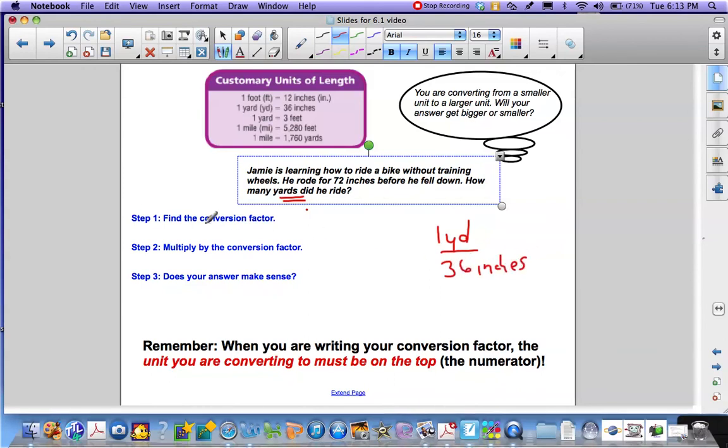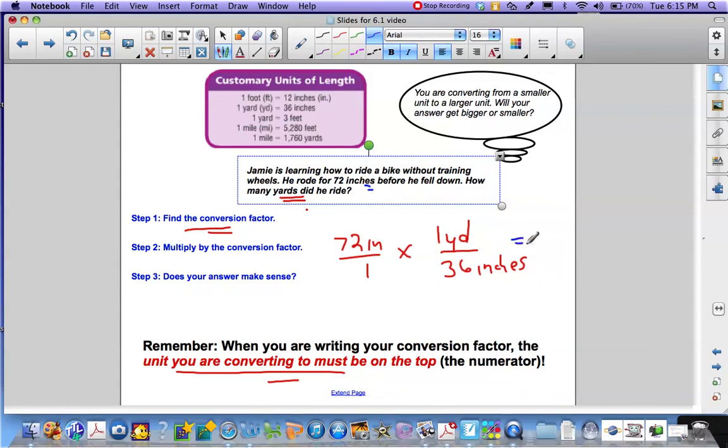Okay, so step one is always find the conversion factor. I have 1 yard to 36 inches. Okay, remember the unit you're converting to must be on the top. I'm converting to yards. Okay, he rode for 72 inches before he fell down. Step two, I'm going to multiply by the conversion factor. Okay, a couple of things to remember in this one. Yards is on top, but we used inches down here, not feet, because that's the other unit of measurement.